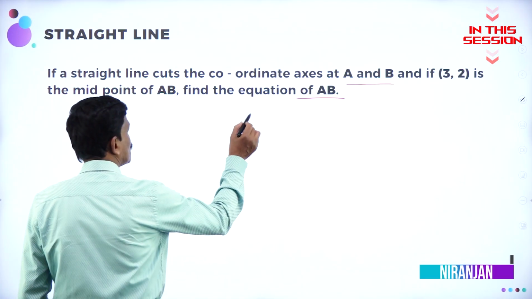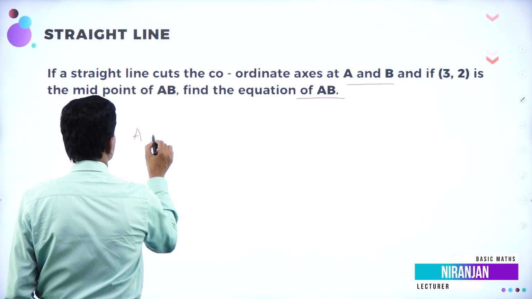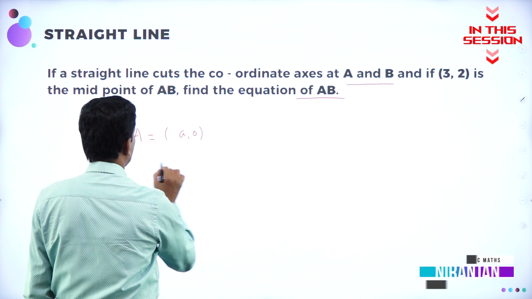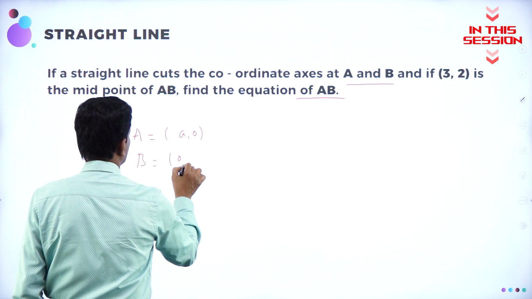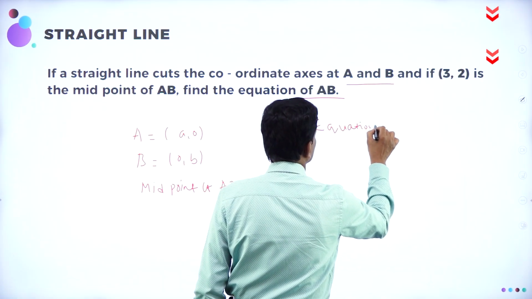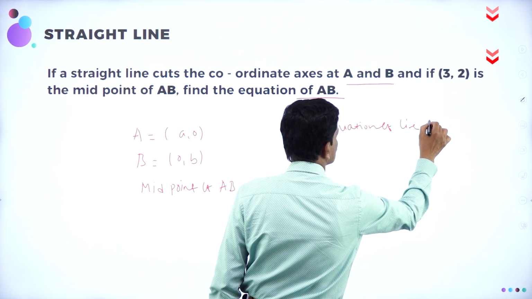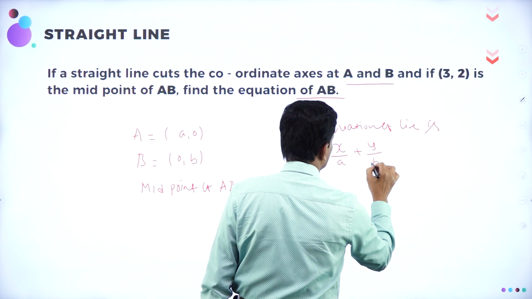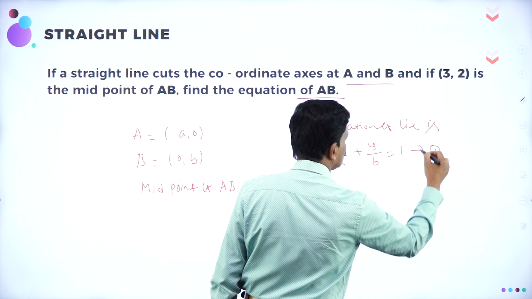If a straight line cuts the coordinate axes at A and B, the coordinates of A are (a, 0) and the coordinates of B are (0, b). The equation of the line is x by a plus y by b is equal to 1. This is the equation of the line.